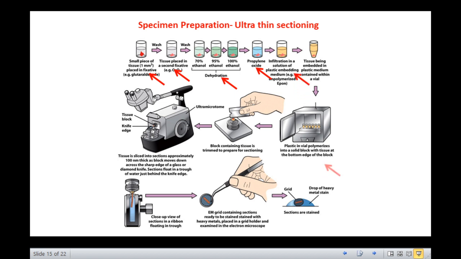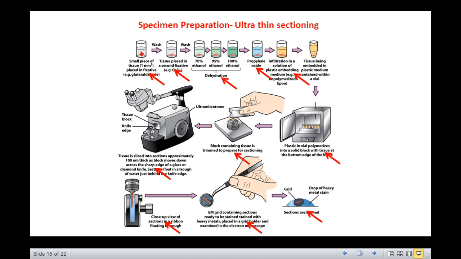The resin or plastic polymerizes and forms a block which is trimmed for sectioning. The tissue is sliced into sections approximately 100 nanometers thick as the block moves down across the sharp edge of a diamond knife. Sections float in the trough of the water just behind the knife edge. The ultra-thin sections are placed on the grid and stained with heavy metal salt solution and finally observed in TEM.